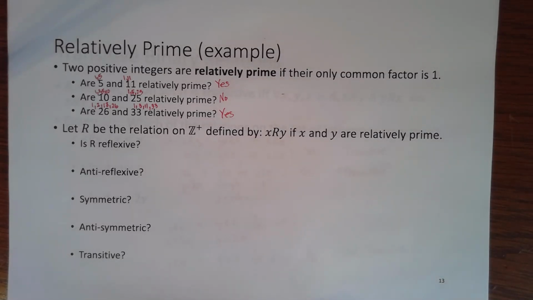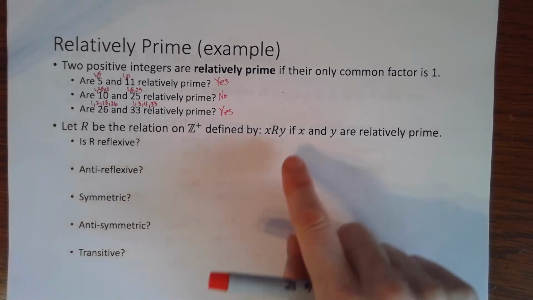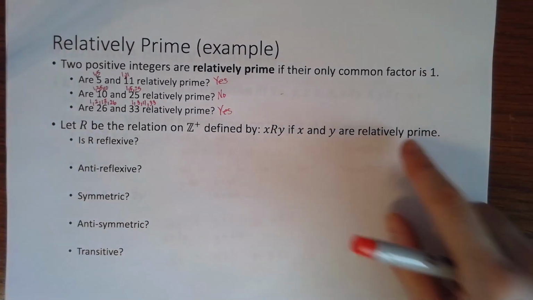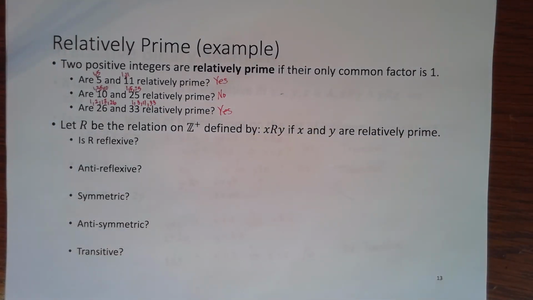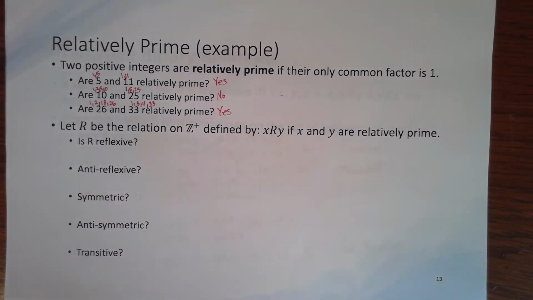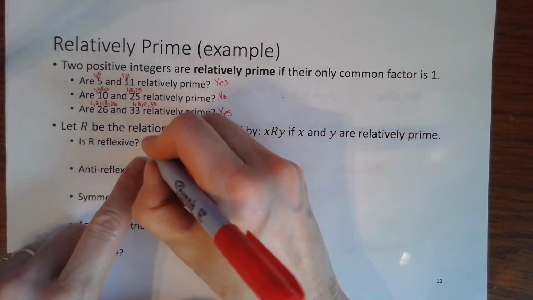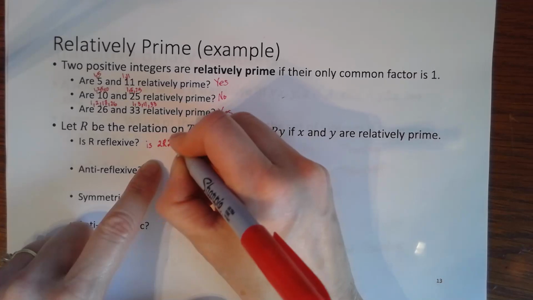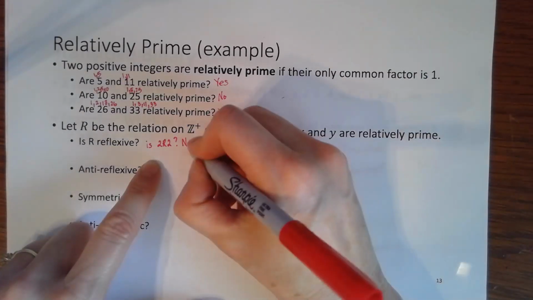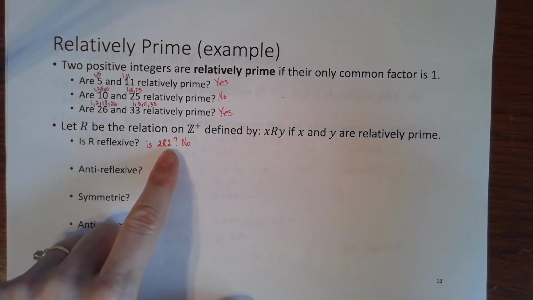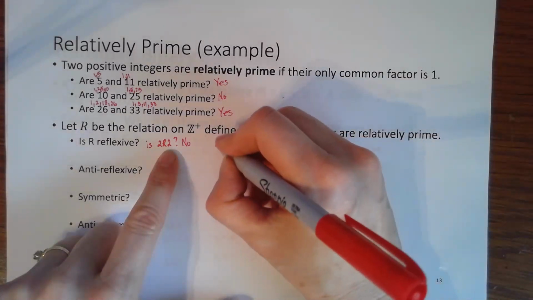So let's say we defined a relation R on the positive integers, where x is related to y if x and y are relatively prime. First of all, is R reflexive? This would mean that every number would have to be relatively prime to itself. So is 2 relatively prime to 2? No, because 2 and 2 share the common factor of 2. So this is not reflexive.